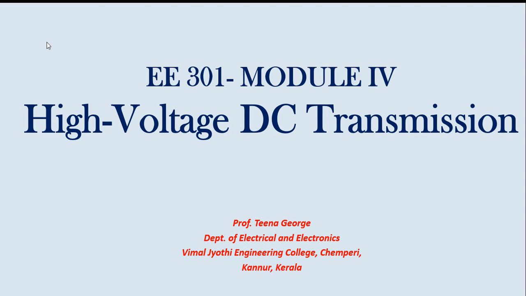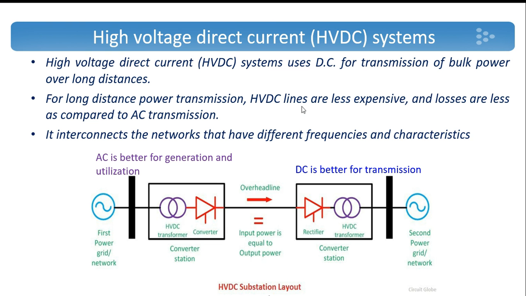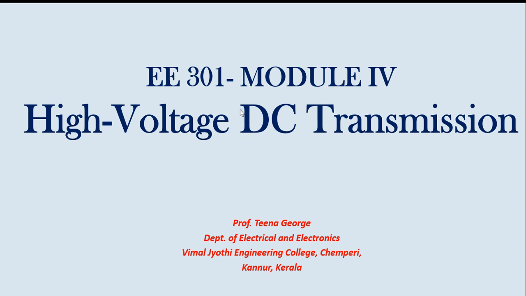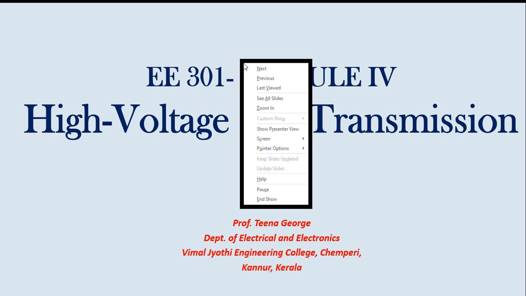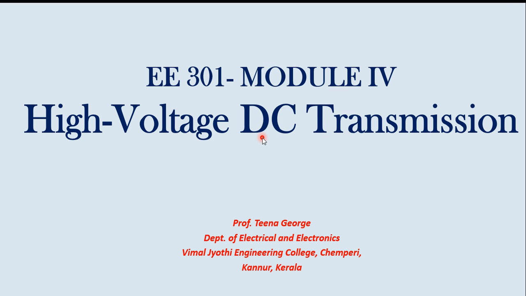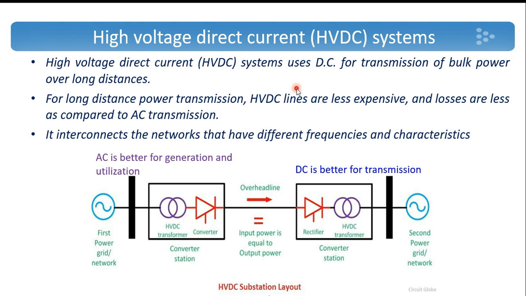Hello everyone. In the fourth module of power generation, transmission and distribution, the second topic is high voltage DC transmission. In a high voltage DC transmission, we are using a DC system for power transmission. High voltage DC uses DC for transmission of bulk power over long distances. For long distance power transmission, HVDC links are less expensive and losses are less as compared to AC transmission.